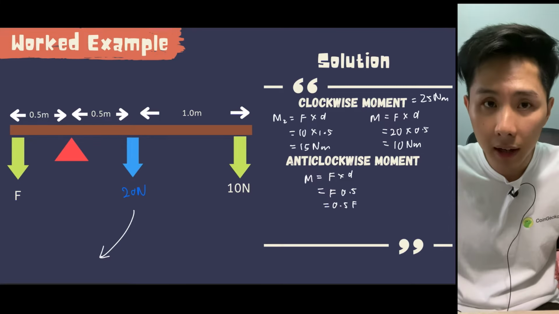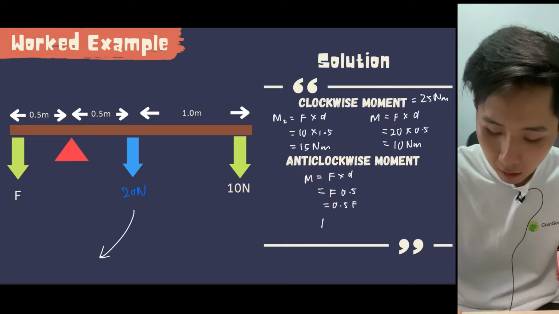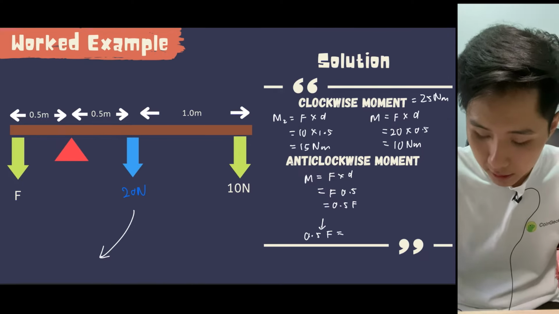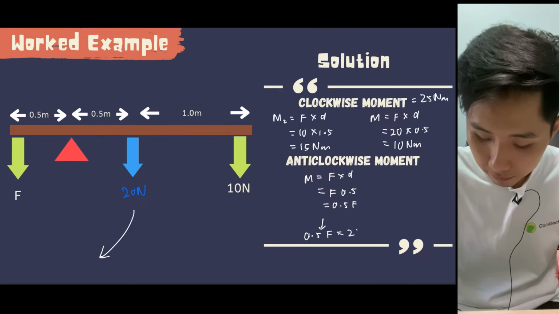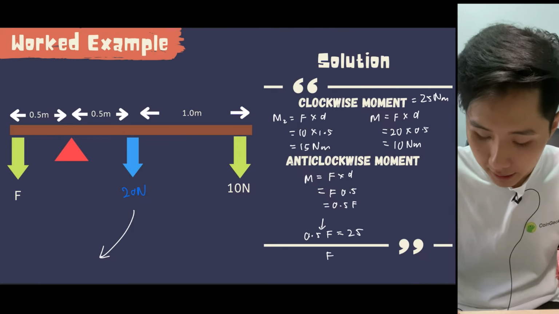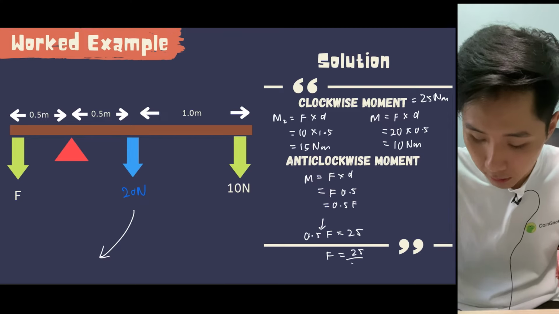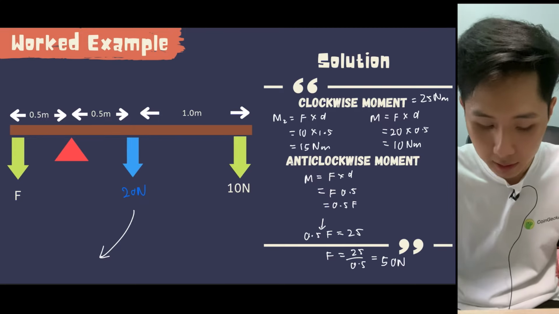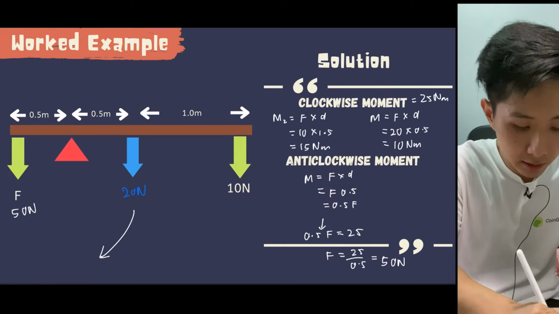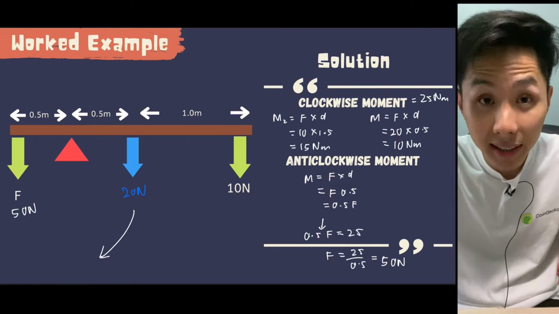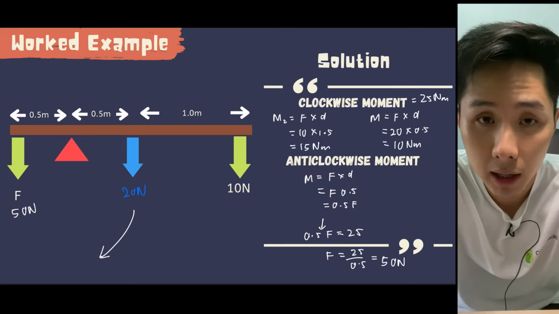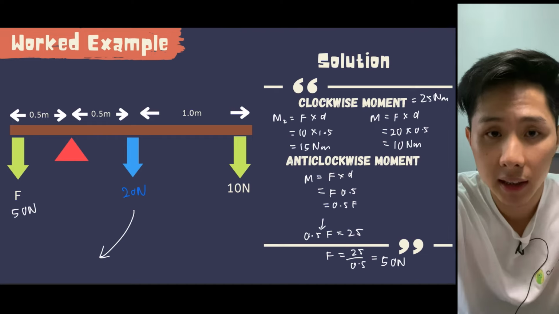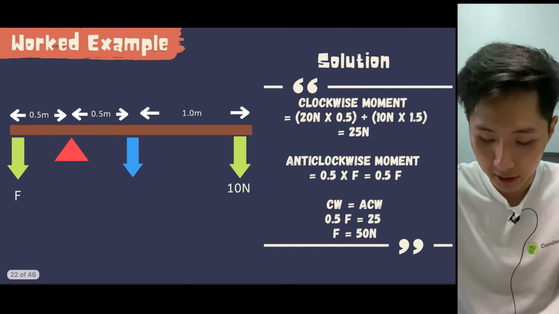Now, in order to find out the value of F, all I need to do is let 0.5 F equal 25, and then F would be equal to 25 divided by 0.5. We get 50 Newton. So this force here should be 50. And that's how we solve it. Basically, we calculate the clockwise and anti-clockwise moments and then find out the unknown for this question.